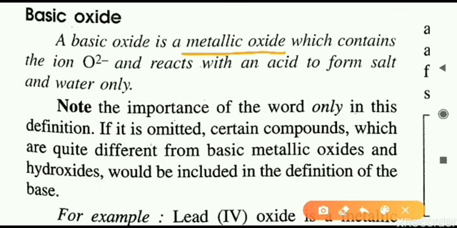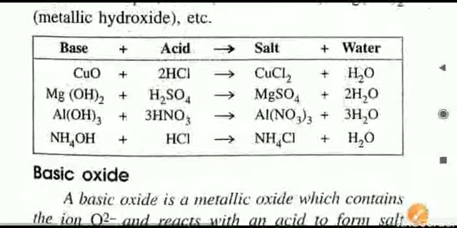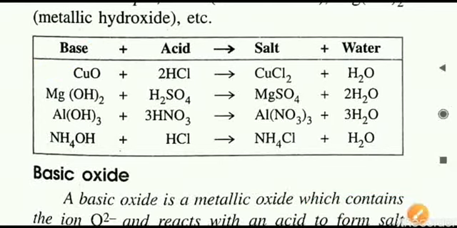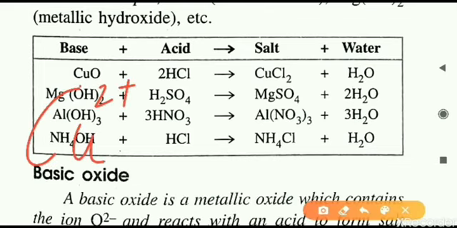Only those metallic oxides which react with acid to produce salt and water only. Why the "only" is coming, I have already told you. So that metallic oxide which produces salt and water only on reacting with acid will be called a basic oxide. Now what is this basic oxide doing with acid? It is providing the O2 minus ion. In the example here, the first equation you will see is CuO plus 2HCl. If we break this compound into two parts, we will understand this copper oxide. So copper is Cu2 plus, oxide is O2 minus.